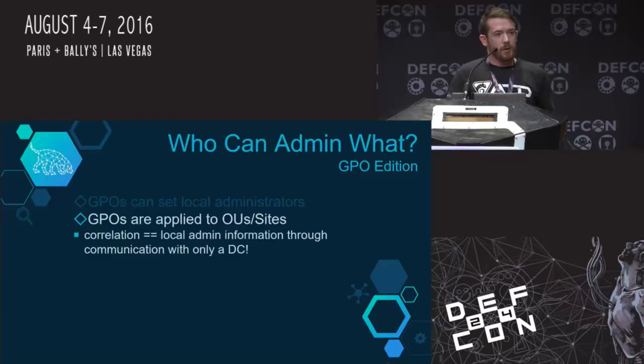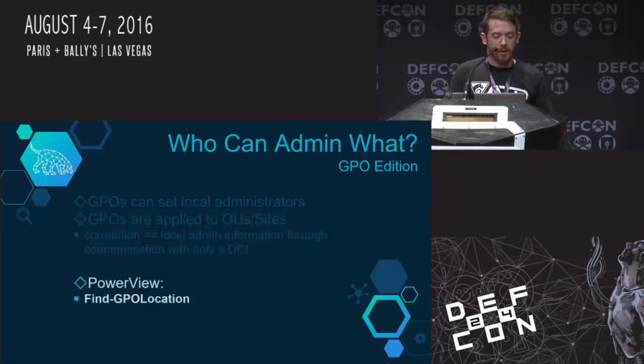So if we enumerate all the GPOs and all the other domain containers and do a little bit of correlation magic in the back end, we can get a mapping of who can administer what machines through GPO object modification. Now, this is not going to be as accurate because you're not touching every machine, so if somebody specifically adds a local user to a machine, it won't show up in this method. But what's really cool in this approach is that you're only communicating with the domain controller through LDAP. You're not sending a single packet to any other machine.